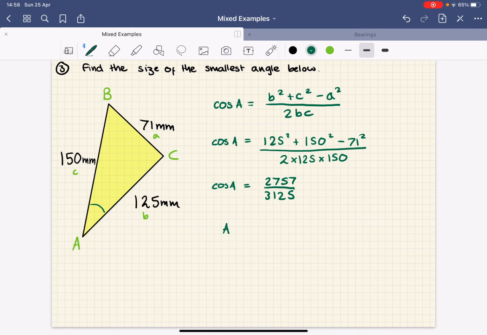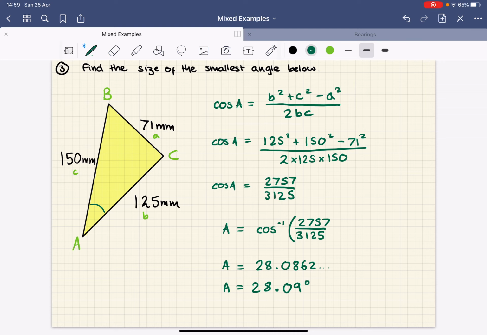I want to find out what A is, so I need to do the cos inverse of that fraction. And so putting that into my calculator, that just comes out as 28.0862 and so forth. And so rounding that to 2 decimal places is just going to be 28.09, and that'll be degrees.